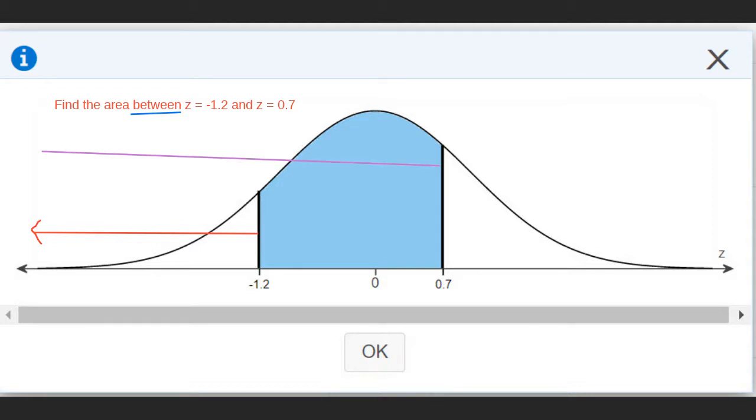Now, I'm not going to switch back to the table this time. I'm just going to look at my table printout. If you have a printout or if you have it pulled up, you can look at yours. So to get the area to the left of negative 1.2, that's negative 1.20, and that area is 0.1151.